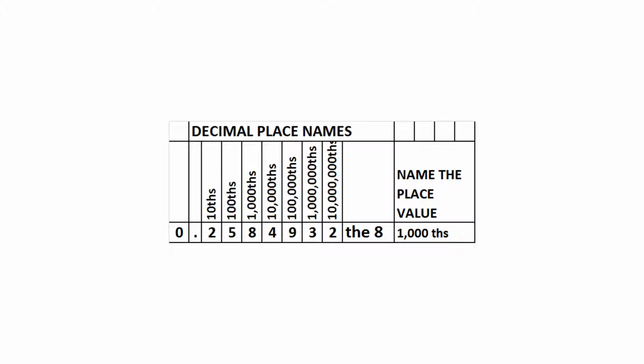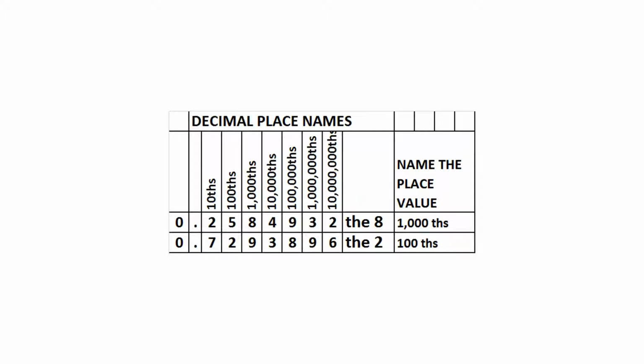So here we have a problem where we identify the place value of the 8. Now if we look starting from the left, we've got dot 258. The 8 is in the thousandths position, and somebody says, can we name the number 0.258? Can we say it? It's 258 thousandths. We're now to name the place for the 2. So we start on our left. Dot 72, tenths, hundredths. And let's say the number is 0.72, 72 hundredths.